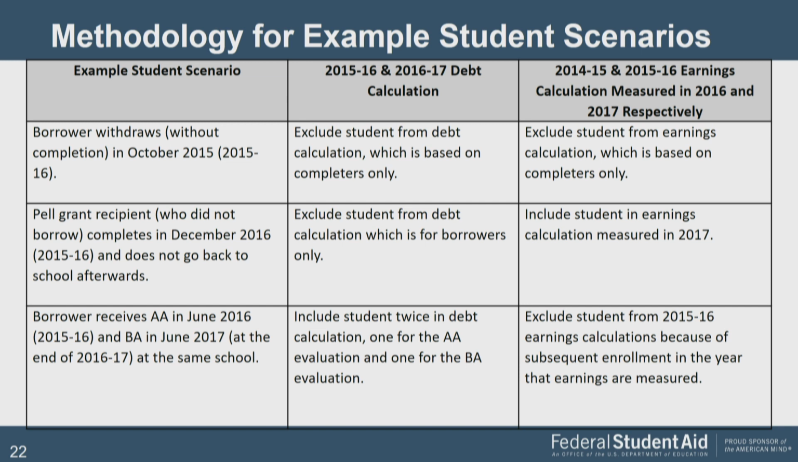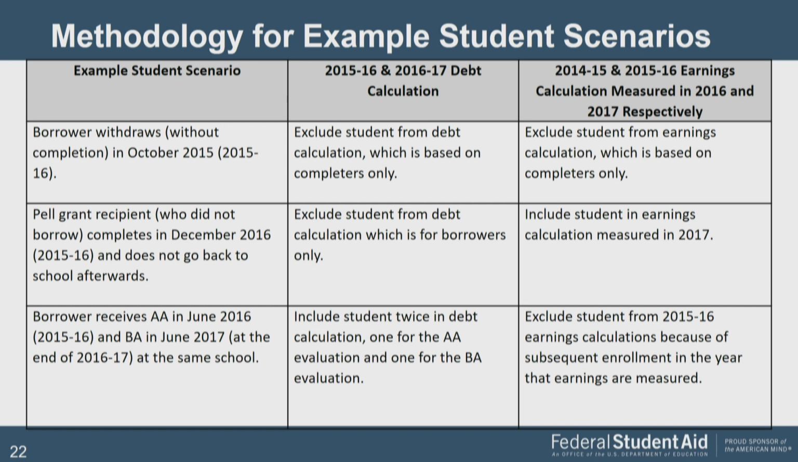The first example student is a borrower that withdraws without completing. Even though they complete in the time that we're evaluating, we're going to exclude that student in both calculations, because as you may remember from the two slides, we're only taking graduates from particular programs. So this particular student would not be included in any of our calculations.